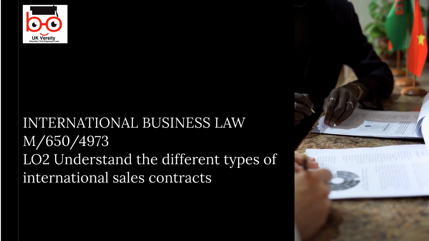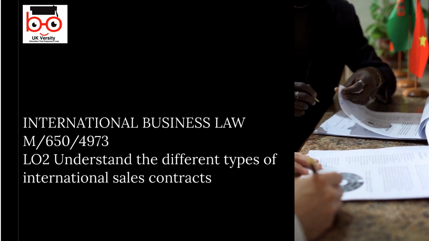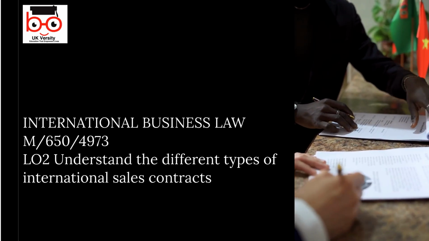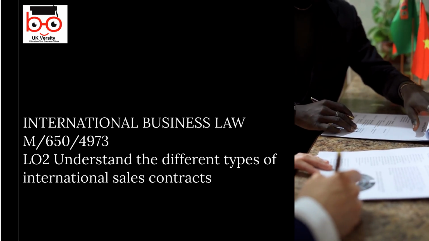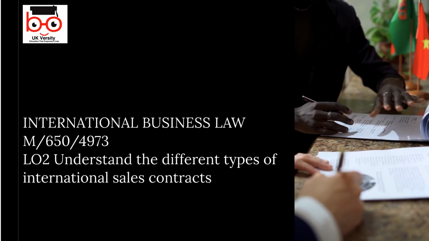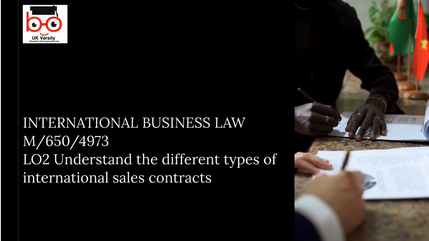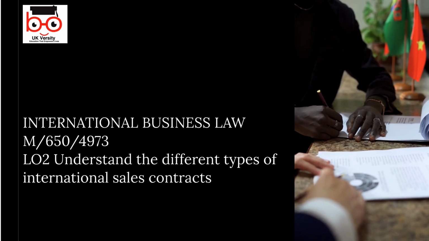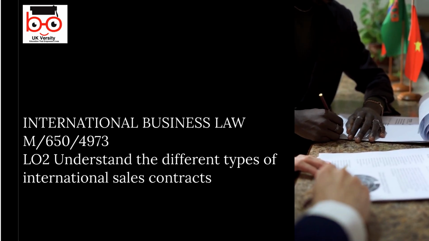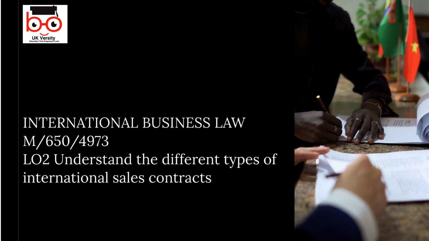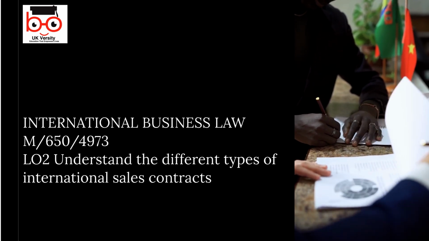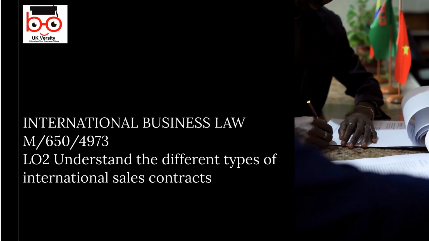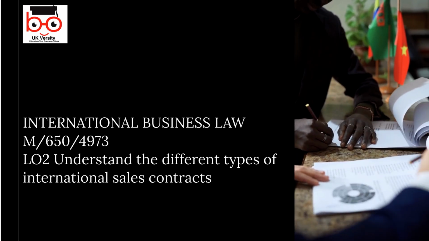Learning Outcome LO2. Understand the different types of international sales contracts. In international trade, sales contracts play a crucial role in governing the purchase and sale of goods across borders. These contracts clearly define the rights and responsibilities of both buyers and sellers, covering essential aspects such as delivery, payment, and the transfer of ownership. Given the complexity of international logistics and legal frameworks, well-drafted contracts are vital to prevent disputes and ensure smooth transactions.